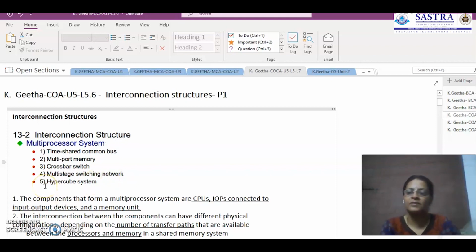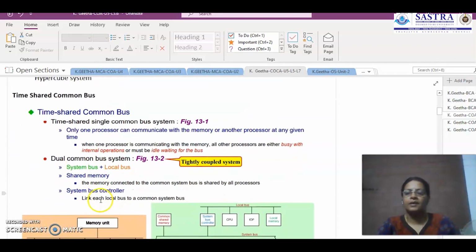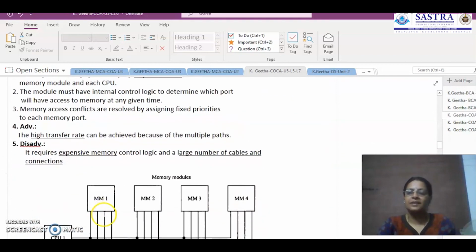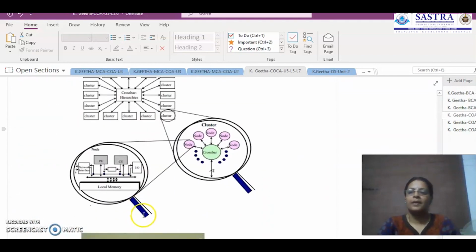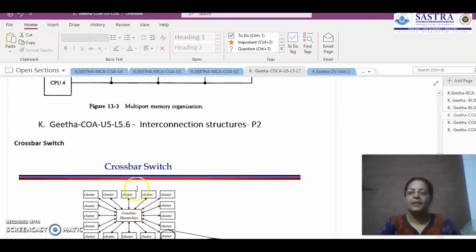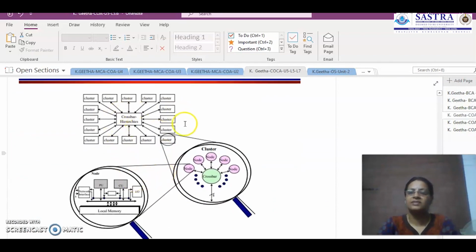And the last category we have discussed is the hypercube system, where all the vertices are identified as nodes, and each node can communicate with appropriate memory, and they can also have the local memory interconnection. So this completes the discussion of the interconnection structures adopted in the multiprocessor system. And of course, in the crossbar switch we can have the concept of clusters, where the clusters are nothing but a collection of nodes, and the nodes are a collection of the processing elements and the network interface, which are interconnected with each other by means of local memory. So this completes the discussion of the interconnection structures. Thank you.